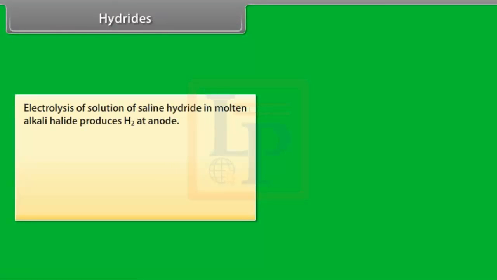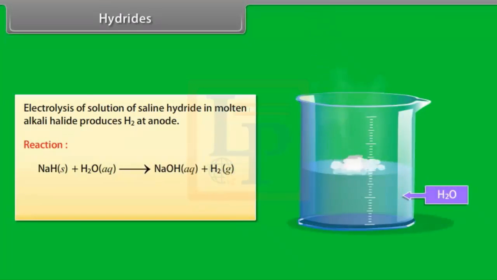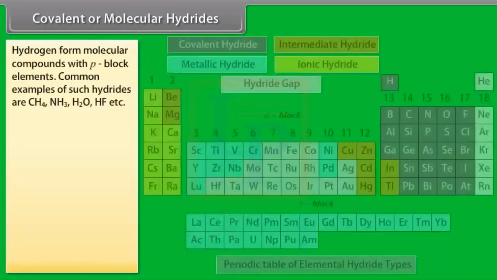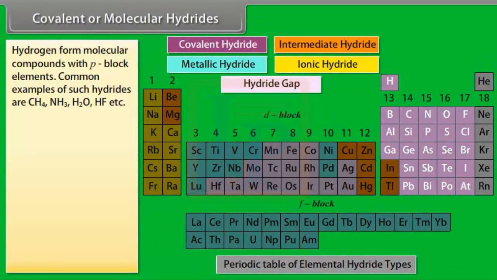Electrolysis of a solution of saline hydride in molten alkali halide produces H2 at the anode. The reaction is given as. Alkali metal hydrides are also used for the removal of the last traces of water from organic compounds. Covalent or molecular hydrides. Hydrogen forms molecular compounds with p-block elements. Common examples of such hydrides are CH4, NH3, H2O, HF, etc.